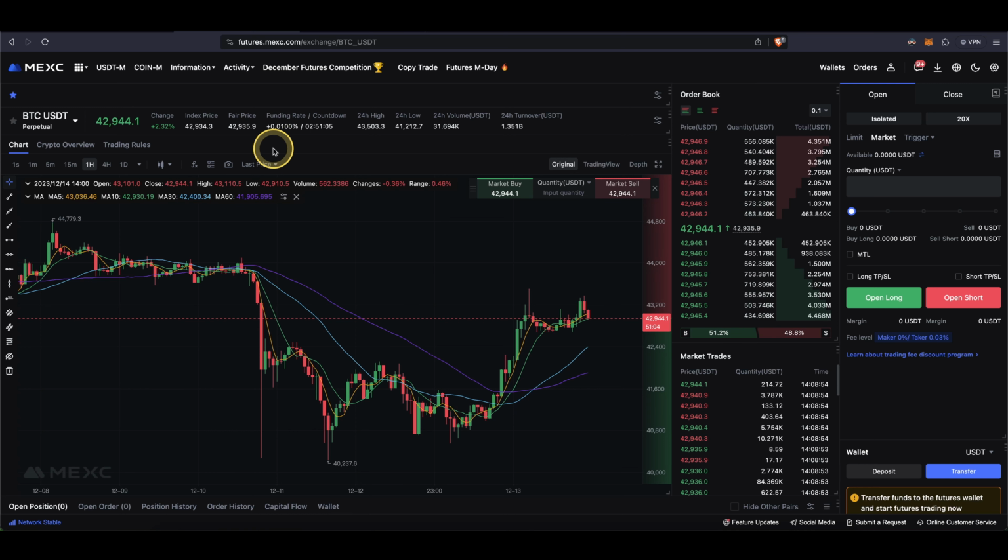So if I have a long position and this countdown goes to 0, I would have to pay, if I have a long position, 0.01% fee on my position size, which will be automatically deducted from my available balance. If I don't have enough balance, it would be taken from my position, but it's still very low, 0.01%. And if I would have a short position and this is positive, I would even get 0.01% of funding fee. So the longs would actually pay me if I have a short position in this case.